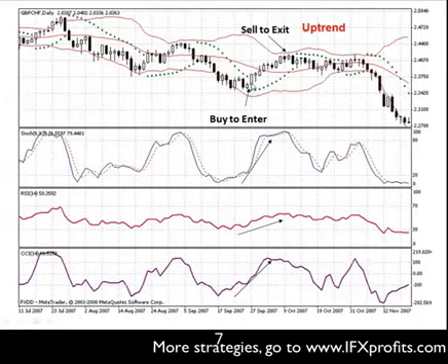So you enter over here on the third candle. Then it reaches the top of the Bollinger Band. That's when you exit.